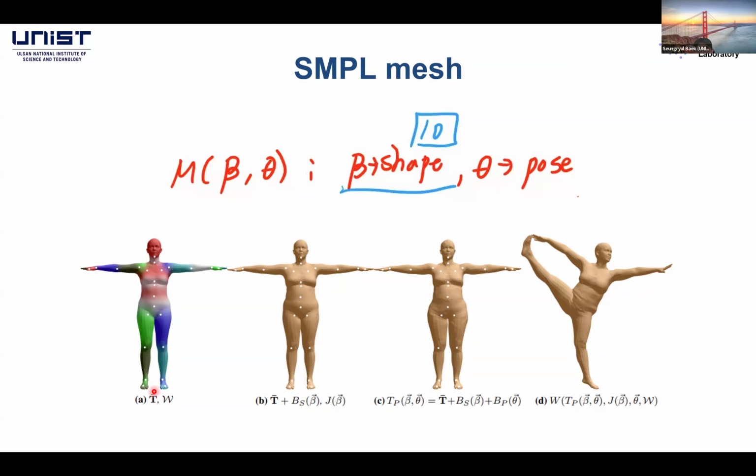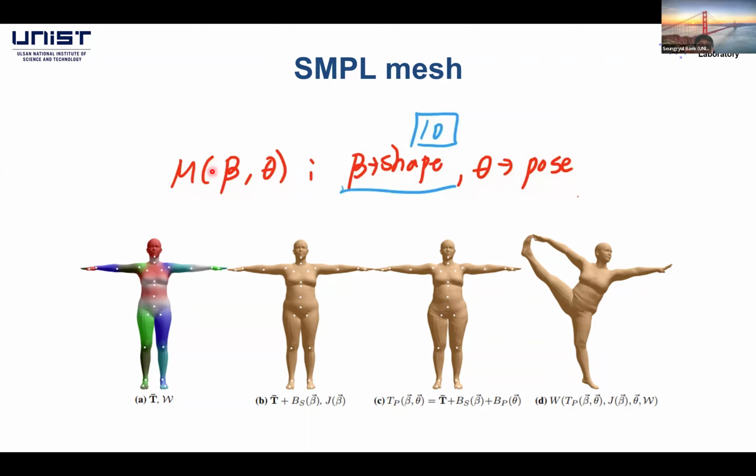Or sometimes we use an A pose, where the two hands are down like this. Those are popular mean poses. Anyway, from the T pose, which is the mean pose, we want to control the human's pose into some pose that we know. And we also can change this person's shape into others. That is what the SMPL model wants to achieve.